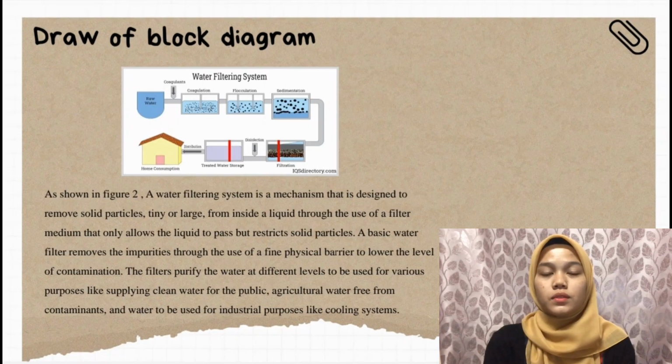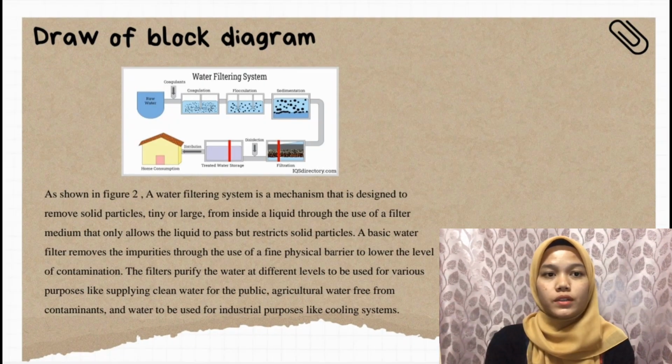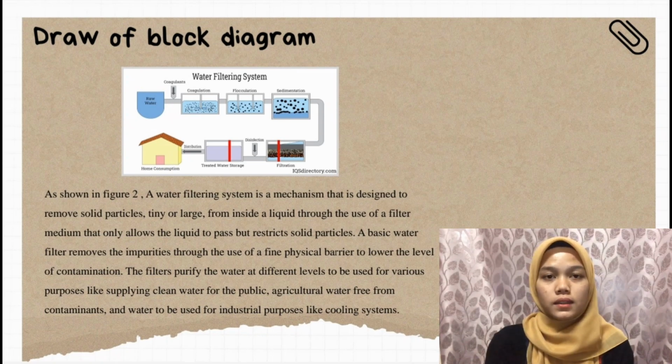Next is draw of block diagram. So here is the picture that we can see.